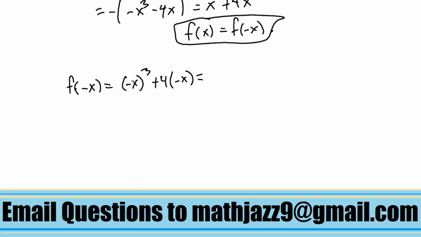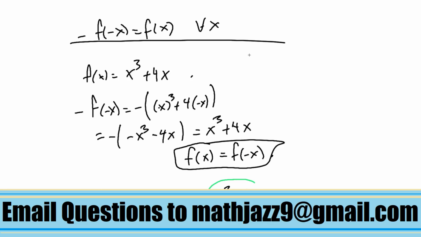Cubing the negative x gives us negative x cubed, and 4 times negative x is negative 4x. This looks very similar to our original function, except that the original had positive coefficients and this one has the negatives of those positive coefficients. They're exactly opposite in sign. So this function, we showed, is odd, but it is not even.